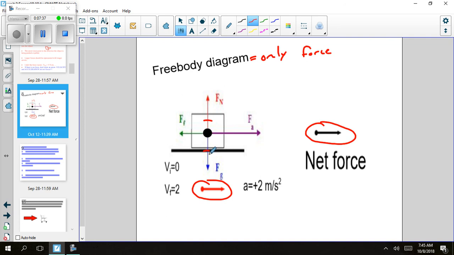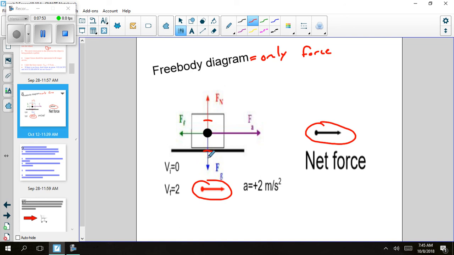Also, when drawing your forces, if you have something that's sitting on an object and it's not moving up or down, that means the normal force and the force of gravity are equal. You can indicate that by these little hash marks here, but you also really don't even need to draw them.